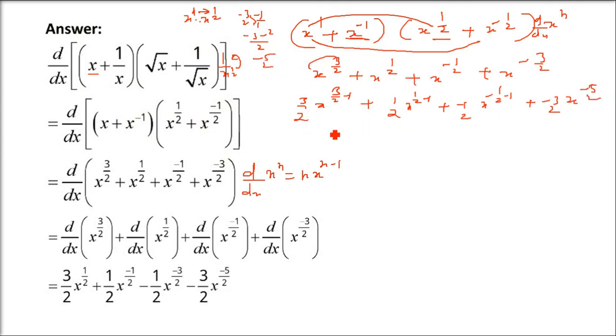So this is 3 by 2. X raised 3 by 2 minus 1 is half. Okay, 3 minus 2 by 2 it is. So it is half. So 1 by 2. Okay. So this is going to be x to the power half plus half is there. The x raised half minus 1, that is minus half. And this is minus 1 by 2. X raised minus 1 minus 1 by 2 is minus 1. So this is minus 3 by 2. Half plus 1 is 3 by 2 and negative is already there. So minus 3 by 2. And we just suggested this minus 3 by 2 x raised minus 5 by 2. So this is the final solution.